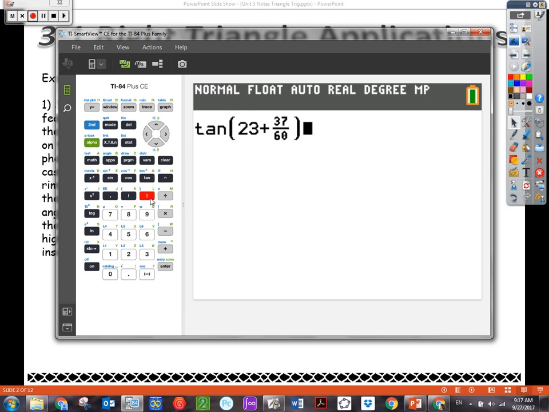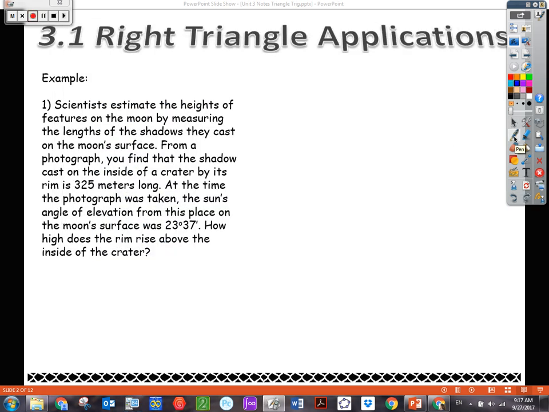That's going to give me my angle measure. Then I'm going to multiply that by the 325. So that tells us that the height of that rim of the crater is 142.102 meters. Are we okay with that? So we would write x is 142.102 meters.